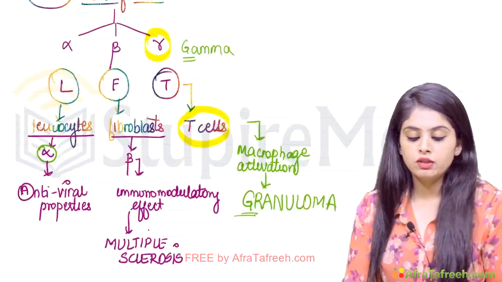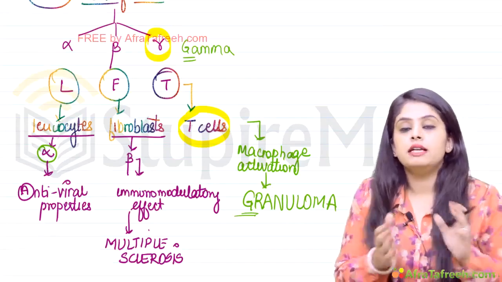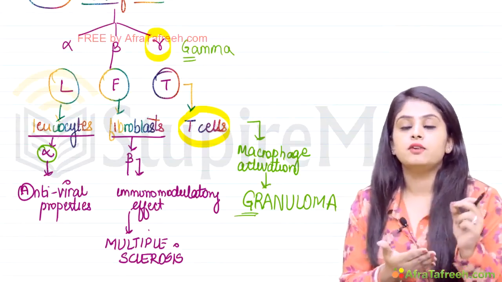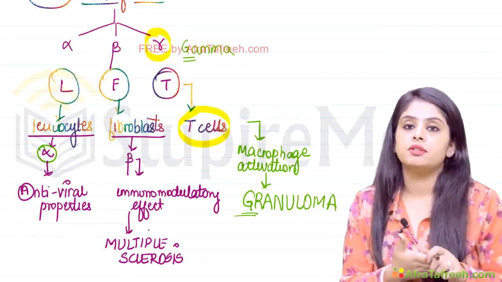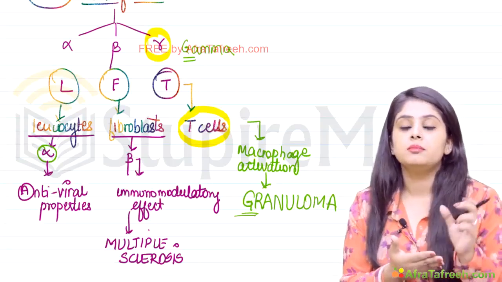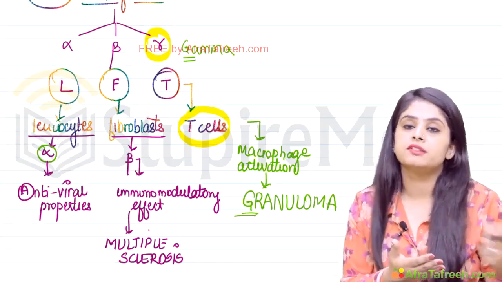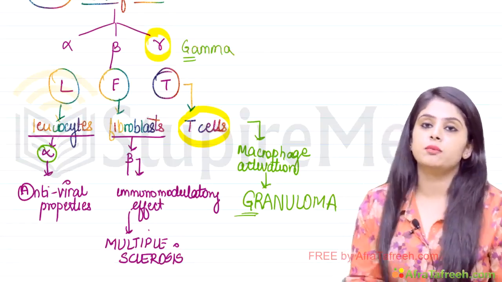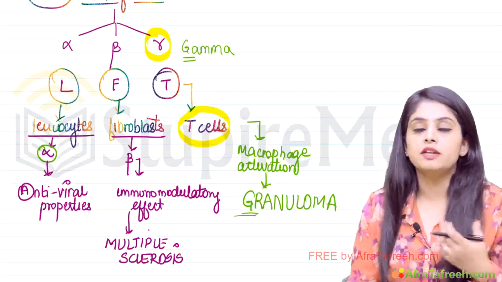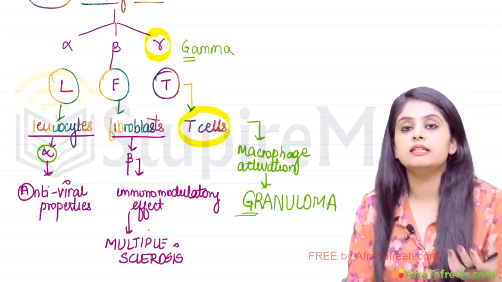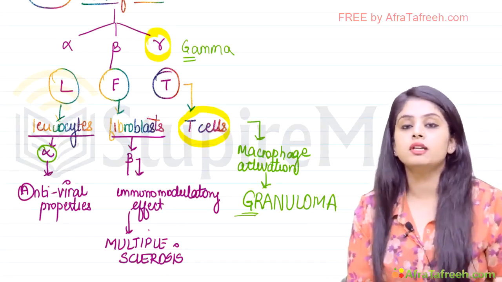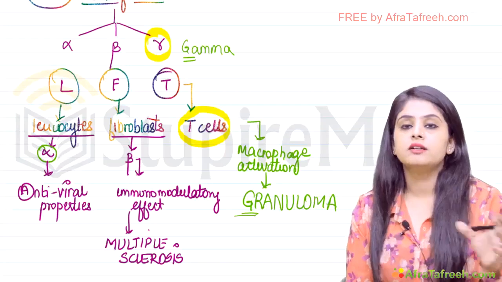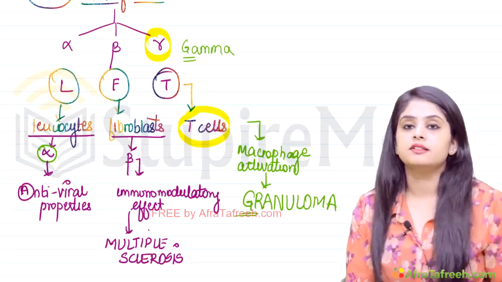So overall, if you want to summarize, interferons are of 3 types: alpha, beta, gamma. Alpha, A for antiviral properties. B for beta, B something to do with the brain, multiple sclerosis. G for gamma, G for granuloma formation. So I hope with this particular way or trick of memorizing, you will be able to retain this for a longer time. Another mnemonic: alpha, beta, gamma, LFT, leukocyte, fibroblast and the T cells.